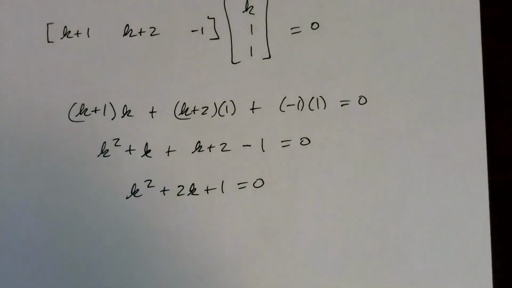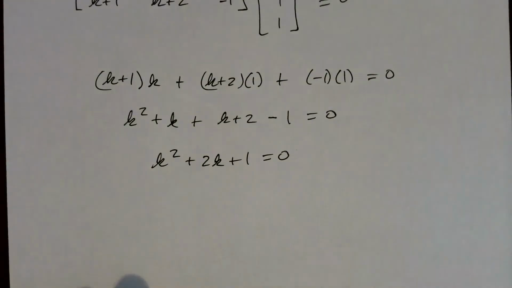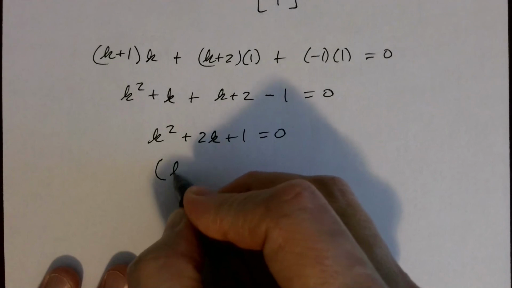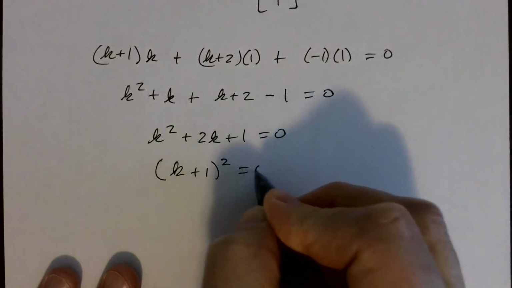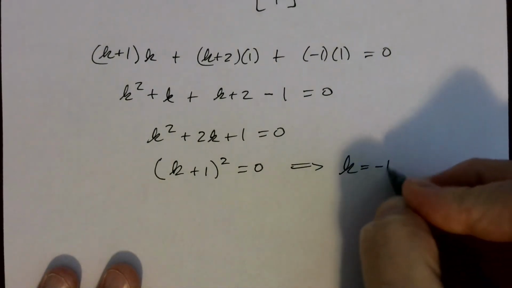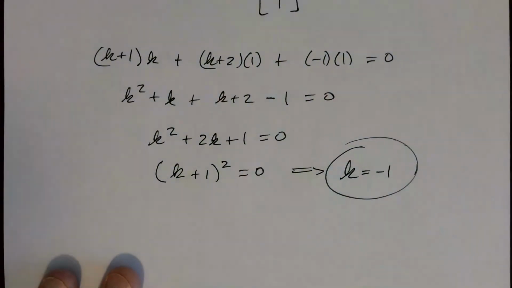And I have a quadratic equation to solve. And this one's very easy to solve. If I factor this as a perfect square, isn't it? K plus 1 quantity squared. And therefore, the only way this is going to be 0 is if K is equal to -1. So the only value of K is -1.